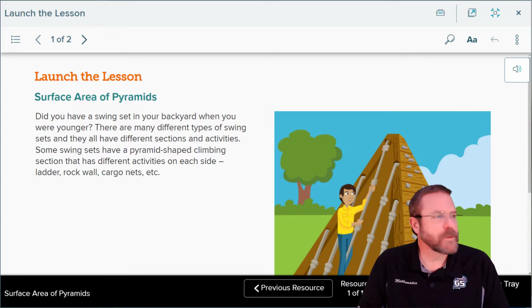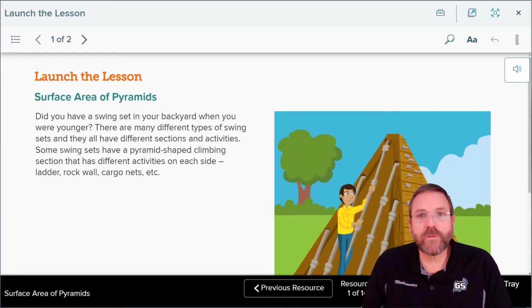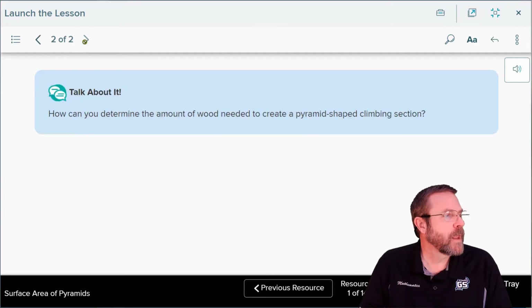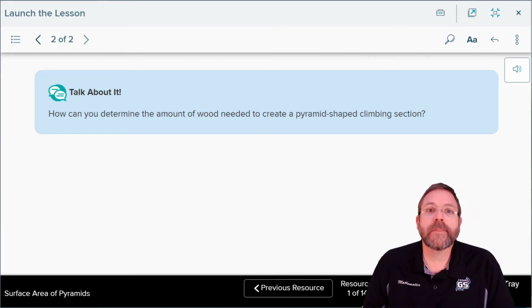Surface area pyramids. Did you have a swing set in your backyard when you were younger? There are many different types of swing sets, and they all have different sections of activity. Some swing sets have a pyramid-shaped climbing section that has different activities on each side. Ladders, rock walls, cargo nets, things of that nature. How could you determine the amount of wood needed to create a pyramid-shaped climbing section? These are some of the things we're going to learn about in this lesson.